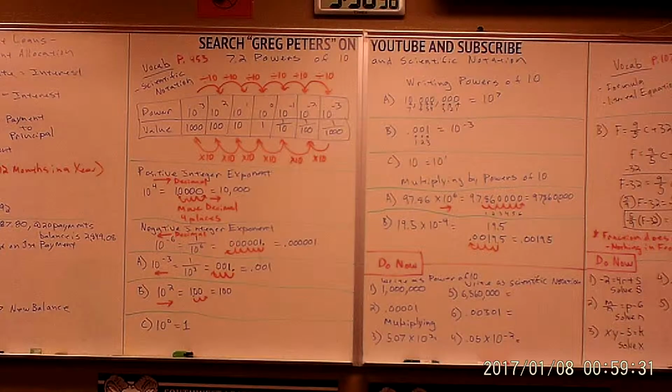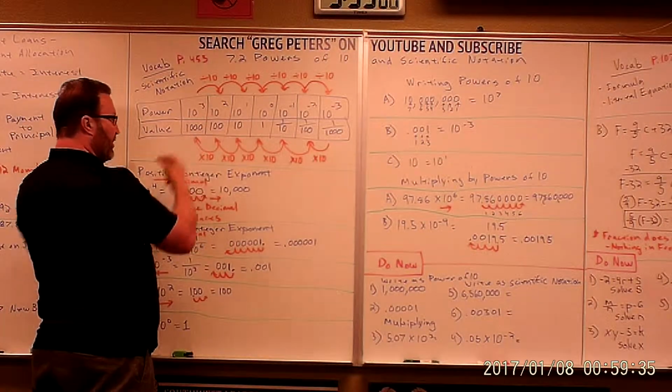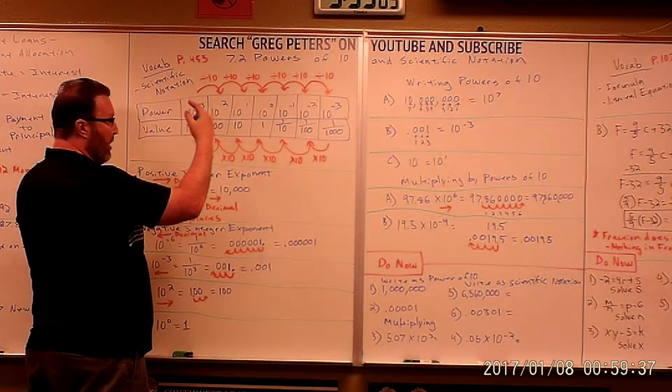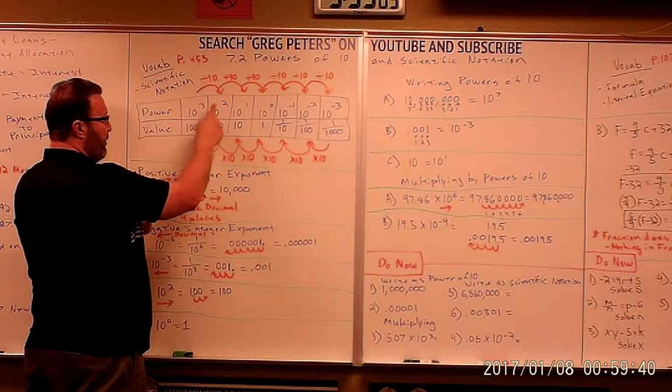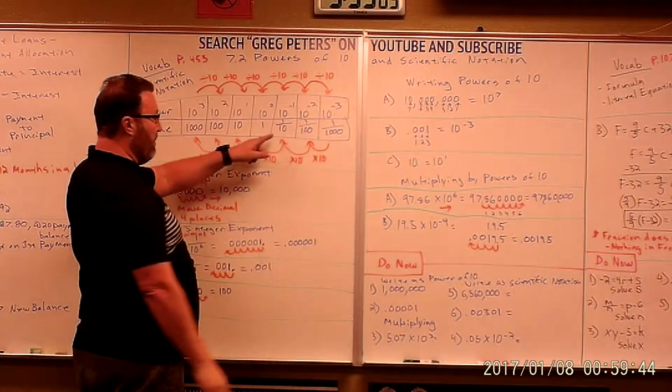Okay, I want you to look up this table first. Notice how the powers are increasing. So it's the flip side of a number line, right? Powers of 3, 2, 1, 0, negative 1, negative 2, negative 3. Now we covered these, right?